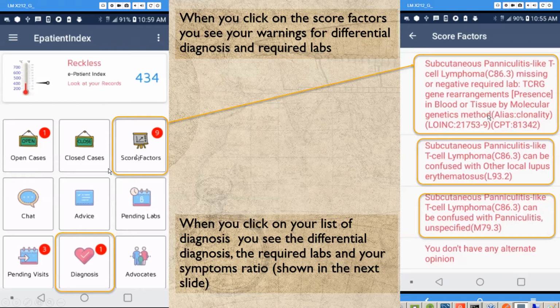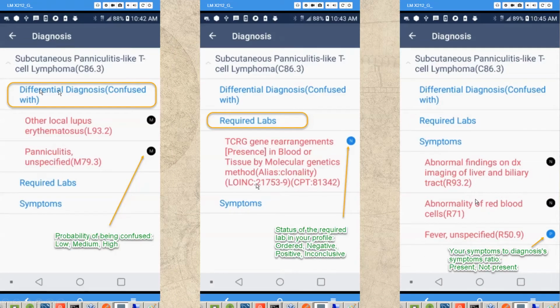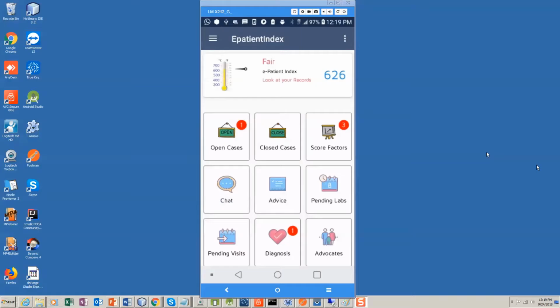The next step, in the score factors, you're going to see the differential diagnosis applied for you as a warning. And also in the list of diagnosis, when you click it, you see the differential diagnosis, the required labs, and also the symptoms and the symptoms ratio.